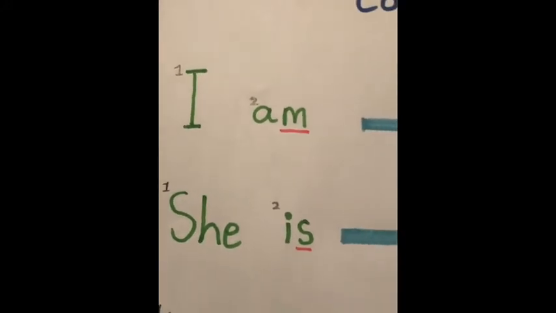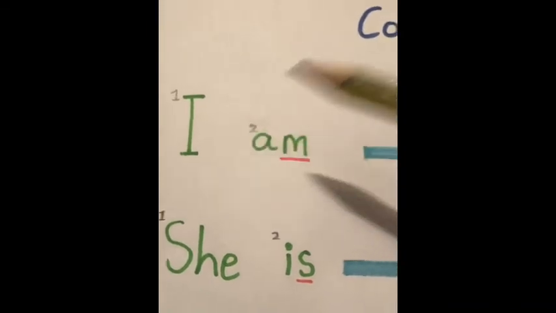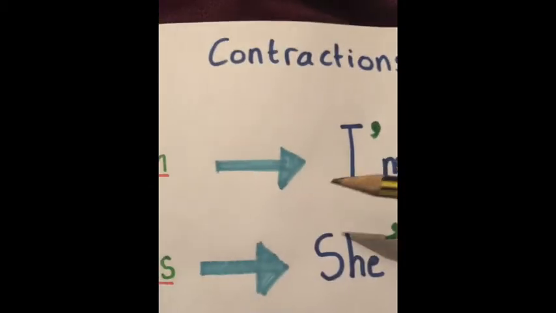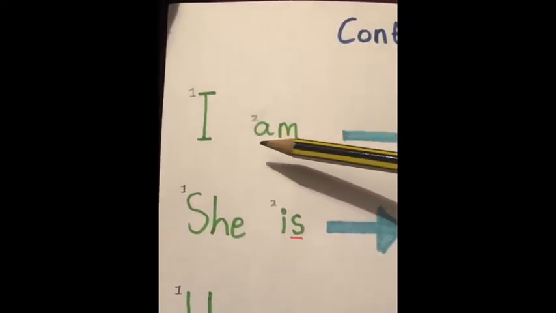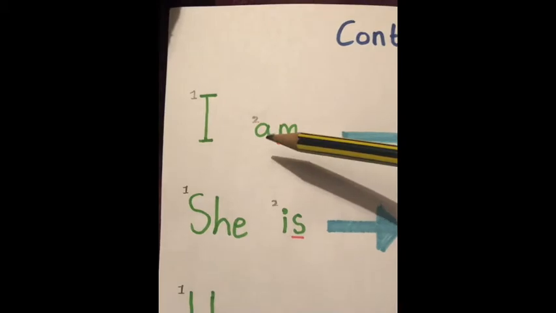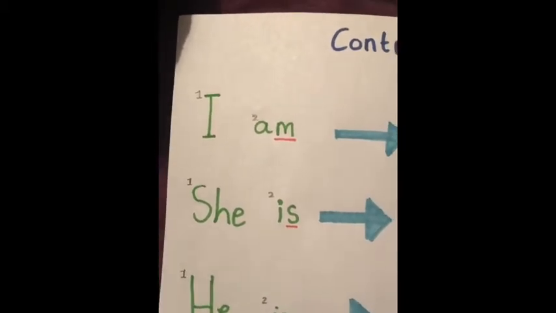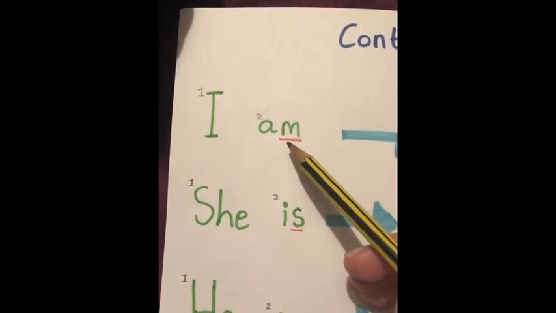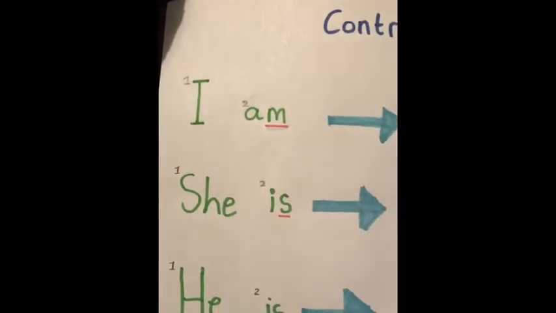Okay? Look, we write the first word as it is. I is the first pronoun. We write it as it is, okay? We keep it. Now, am. What do we do with the second word or the second helping verb? We choose only the last letter, okay?